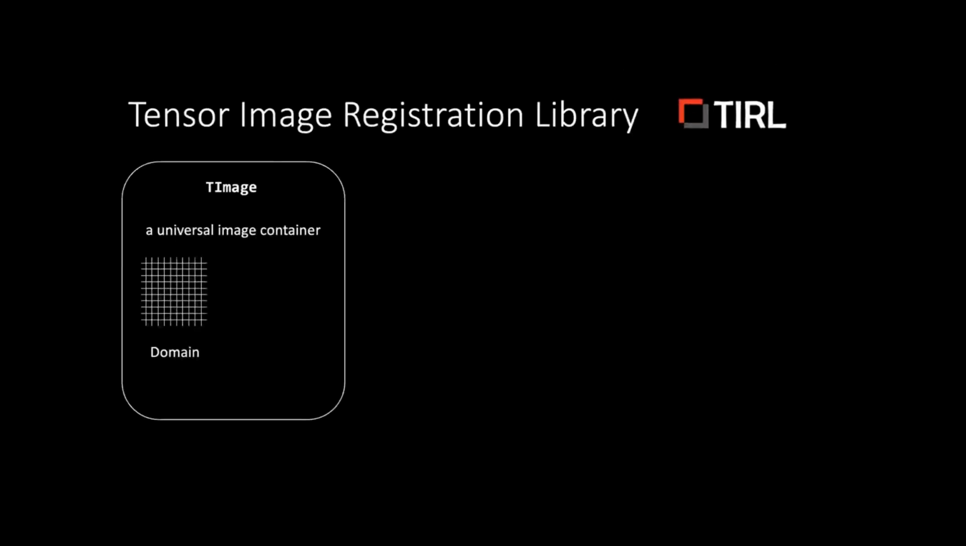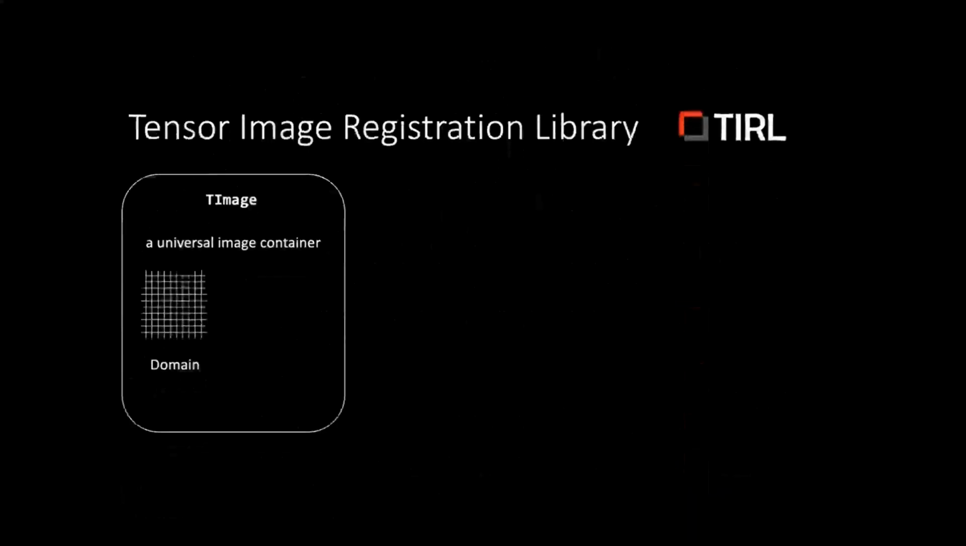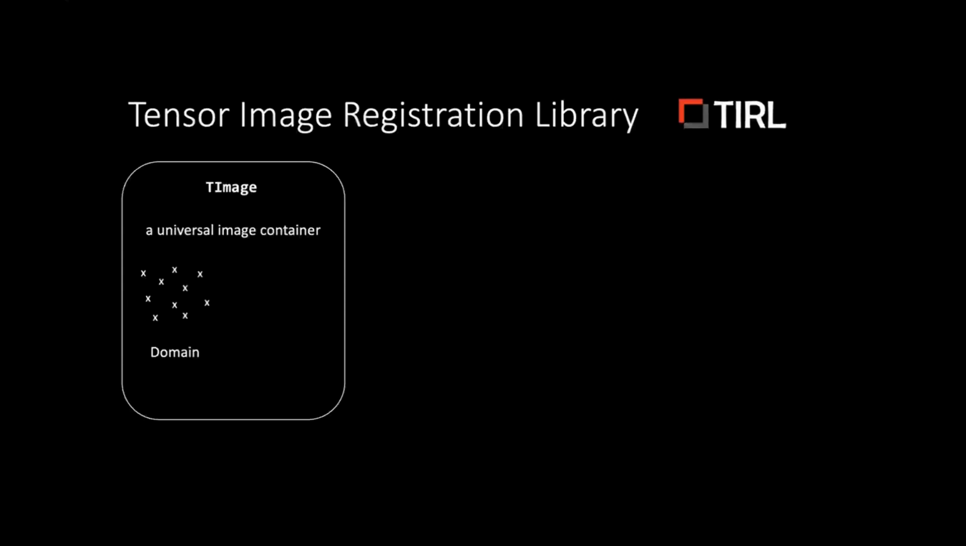So take a look at how TIRL is organized. At the core of this library sits the T-image format. It's a universal image container, which allows you to define an image on any kind of domain. Let it be a rectangular grid, a collection of points, or a three-dimensional volume. And at any point of that volume or grid, you can define values which are scalar, vector, matrix, or tensor values.